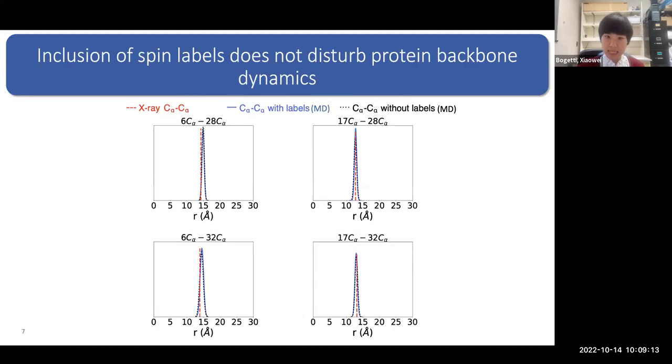Another way to validate the force field is to see, by introducing copper labels to the protein, will the protein dynamics be influenced? Here I plotted the C alpha distance distribution between the labeled sites with and without the spin labels. The blue is with the labels, and the black dotted line is without labels. We can see the C alpha at the label sites aren't influenced by introducing the copper labels, and that means our force field is valid and compatible with current protein force fields.